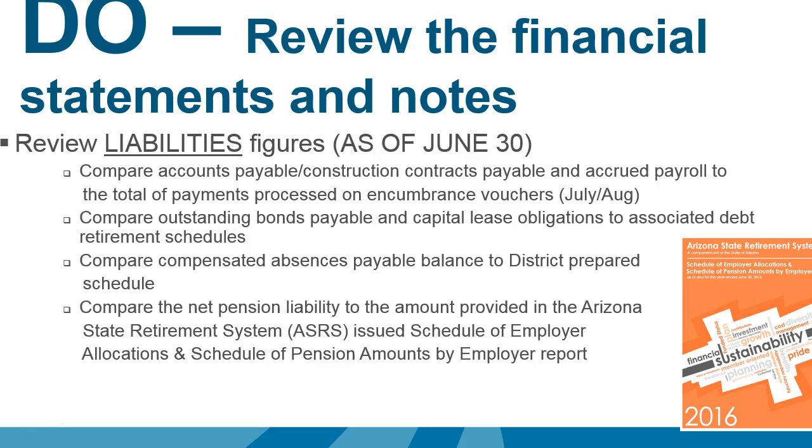The district should agree the amount reported as accounts payable, construction contracts payable, and accrued payroll payable to the total of the payments processed after June 30th for goods, services, and employee time worked prior to June 30th. These amounts are processed on what we often refer to as encumbrance vouchers.